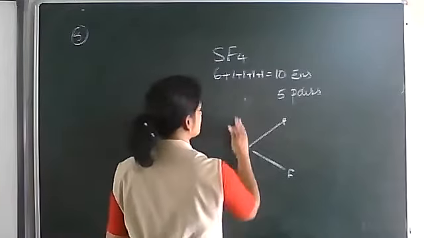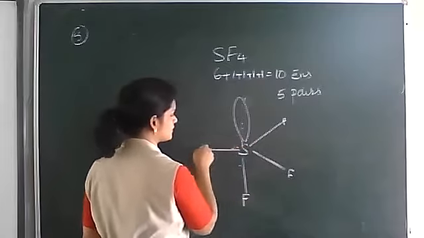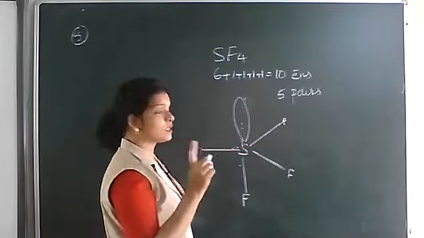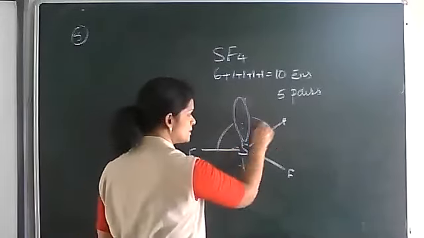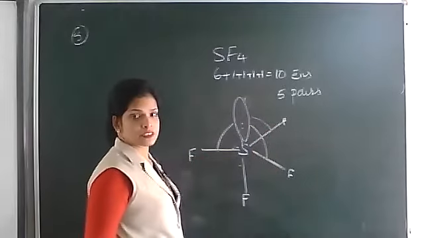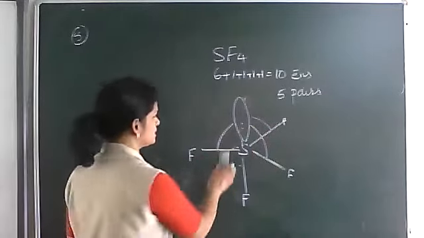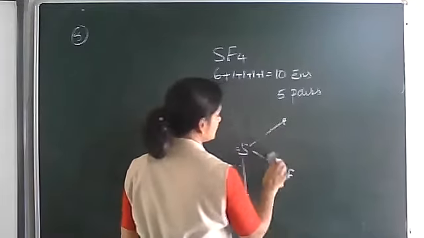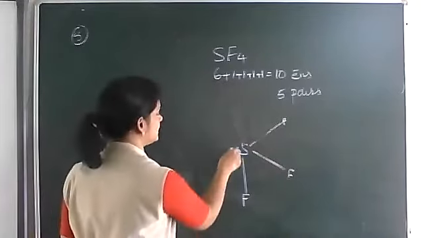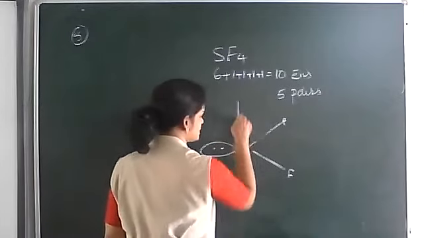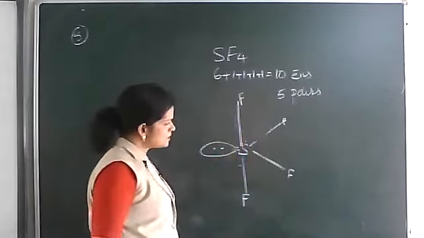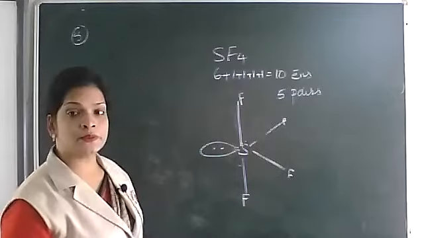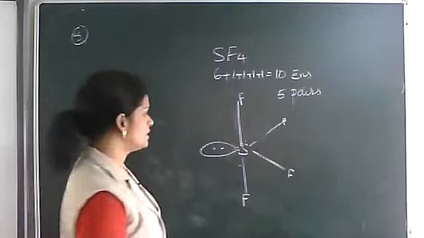Suppose if you keep this on the axial position, then there will be three repulsions. This repulsion, and this repulsion. Three repulsions. So to minimize that repulsion, we have to keep the lone pair on the equatorial position. So this is the shape. The shape is similar to a seesaw. The shape is called seesaw.